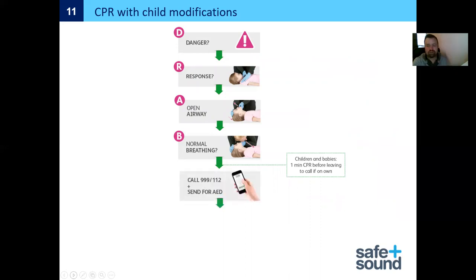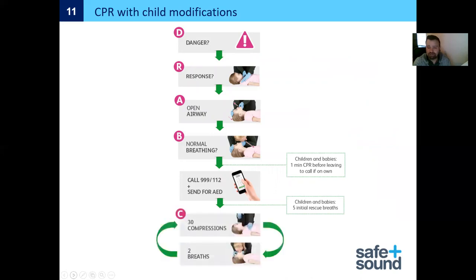But if we were, we would do that. We're going to call for the ambulance and AED. And again, for children, we're going to give 5 initial rescue breaths. Once those initial rescue breaths are done, we then go back into 30 to 2. So for children and babies, we go through the sequence. If they're not breathing, we give 5 initial rescue breaths first, then we do the chest compressions, and then we go 30 to 2, 30 to 2, 30 to 2.